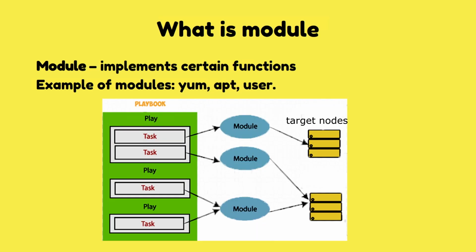Now let's talk about modules. This is where Ansible actually does real work. A module is a small piece of code that implements a specific function. It is a part of Ansible that performs an action on the target system. When we write a task in a playbook, we are not writing commands directly. Instead, every task calls a module and passes parameters to it. For example, the yum module installs packages on Red Hat systems, the apt module installs packages on Debian or Ubuntu, and the user module manages users on a system.